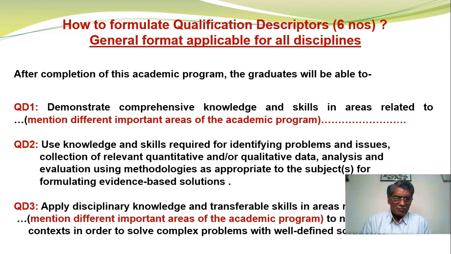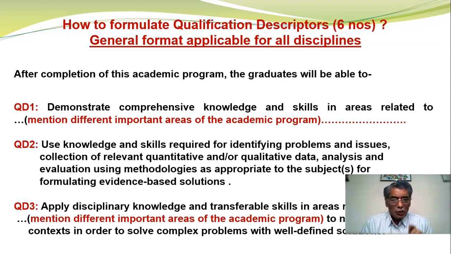6 numbers. Here, I have provided a general format applicable for all disciplines. You go through this format, you can formulate standard qualification descriptors for your academic program. Please try to understand this format clearly.